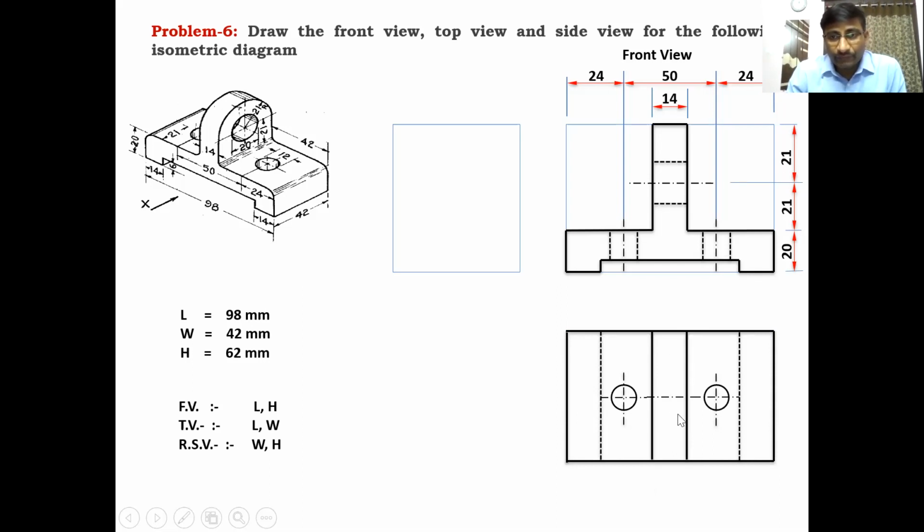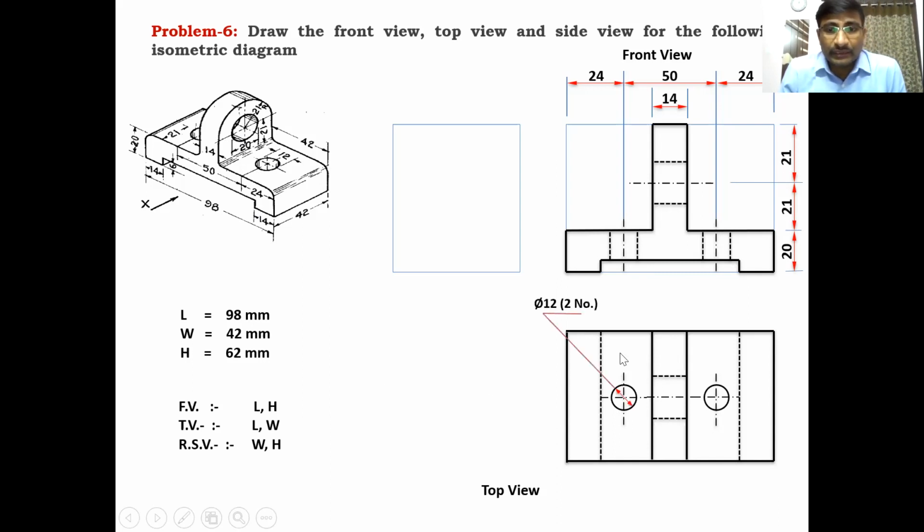The axis line only, and the total hole diameter is 20 mm, so 10 mm distance on this side and 10 mm distance on that side. Draw horizontal dotted lines. In this top view the center hole is invisible, but in the front view the center hole is visible. These holes are also invisible, but in the top view these circles are visible. These holes are visible. This hole is invisible. Okay, this is the top view.